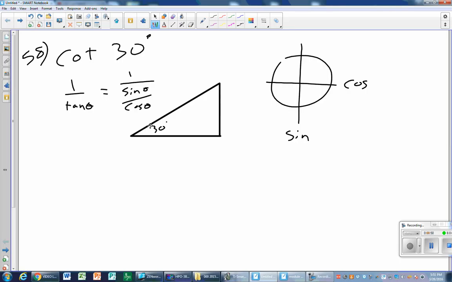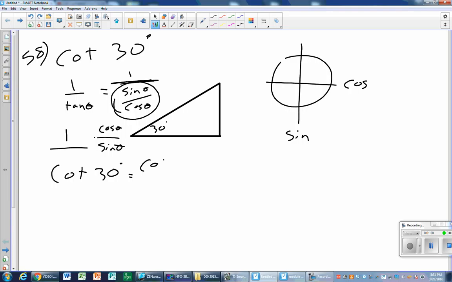Well, wait a minute. That is really confusing. Whenever you have a nested fraction like that, just take the reciprocal of the denominator and multiply it by the numerator. The numerator was 1. So we're going to multiply that by the reciprocal, cosine theta over sine theta. Oh, that's pretty easy. So the cotangent of 30 degrees equals the cosine of 30 degrees over the sine of 30 degrees.